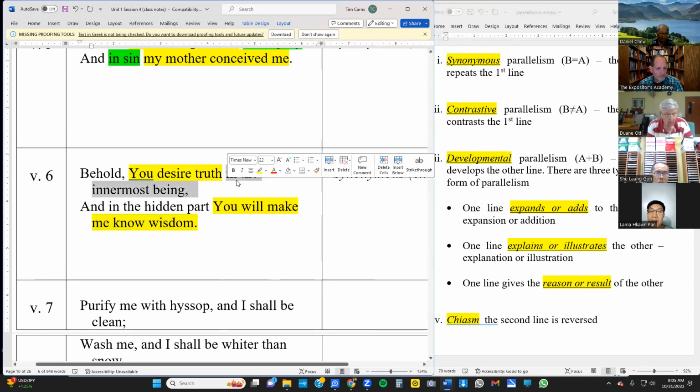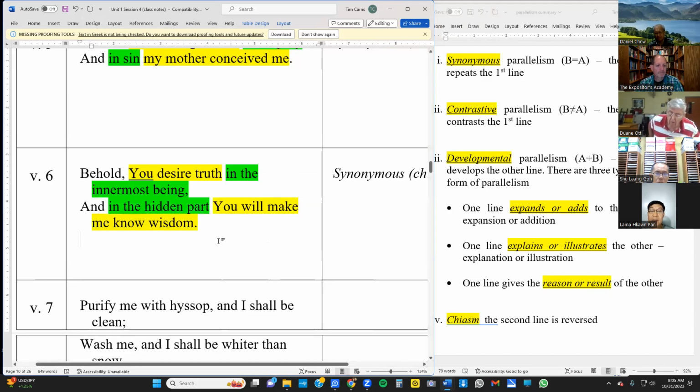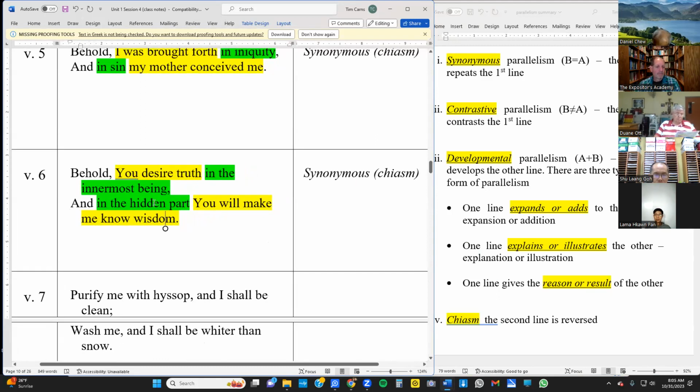So I will come to know both truth and wisdom. Yes. And that idea is synonymous. Yeah, you desire truth. You make me know wisdom. Truth and wisdom, you as a subject. So that I think is a similar idea. And then, in the innermost being, in the hidden part, those are synonymous. The same thing. And yes, Daniel observed it. Notice the reversal of the second line compared to the first. Again, drawing attention to the inner, the soul, the inner person, the inner you.